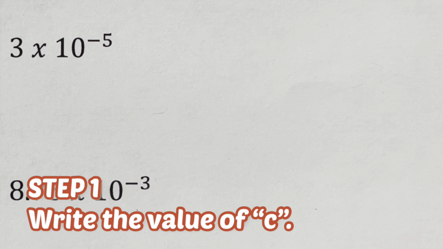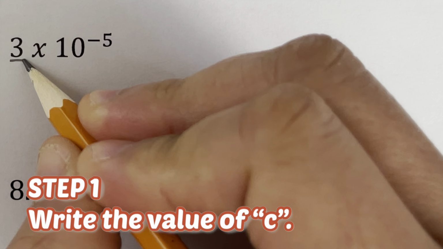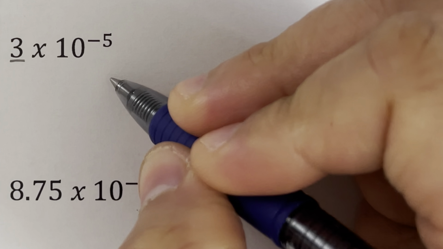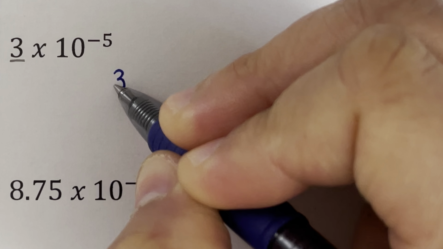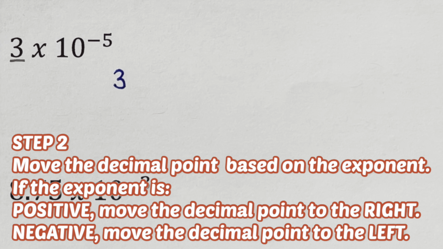Okay, so we go over the problem here. Again, our first step is to write the value of C. So our C is 3, so we can just go ahead and write 3 here. And then after that, we move on to the second step. The second step is to move the decimal point based on the exponent. If the exponent is positive, move the decimal point to the right. And if the exponent is negative, move the decimal point to the left.